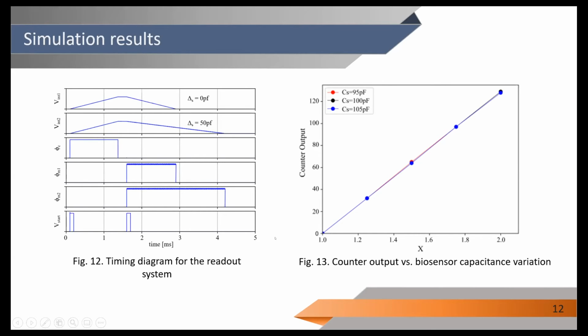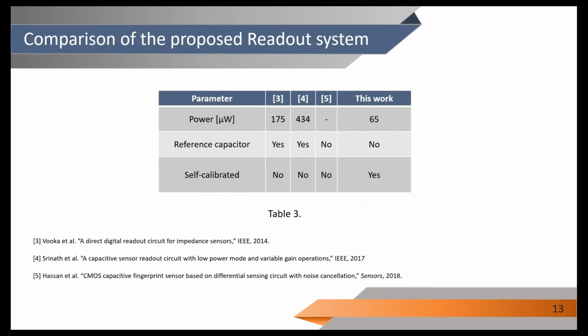In figure 13, the system digital output as a function of the factor of change is shown. In the experiment, a variation of 10% in the biosensor was considered, and the results show a high linearity and robustness against variations in sensor capacitance due to the manufacturing process. Finally, table 3 shows a comparison with other similar works. This one has a lower power consumption, doesn't use a reference capacitor, and is self-calibrated.